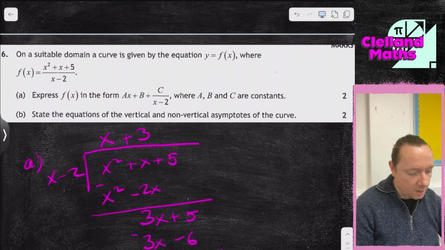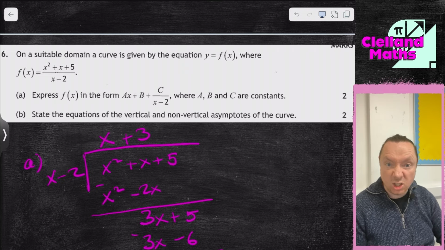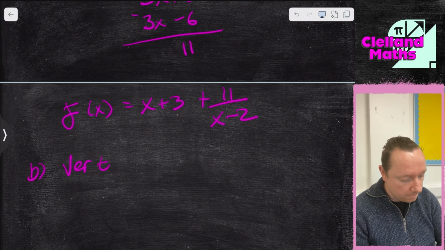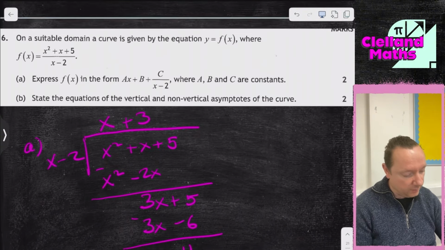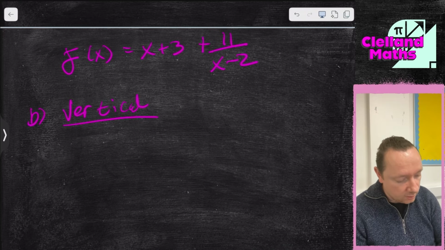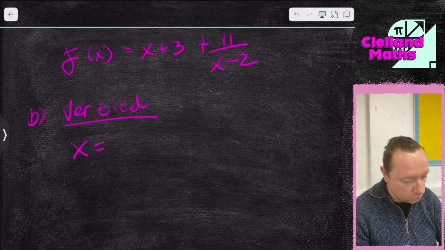And we're done there. Part B, state the equations of the vertical and non-vertical asymptotes of the curve. It doesn't ask us to justify it or anything, it just says state. So for part B, vertical, well, that is when the denominator of the new thing, or the original thing, it'll make no difference, x minus 2 is equal to 0, can't divide by 0. So it's when x equals 0. Sorry, it's when x equals 2.